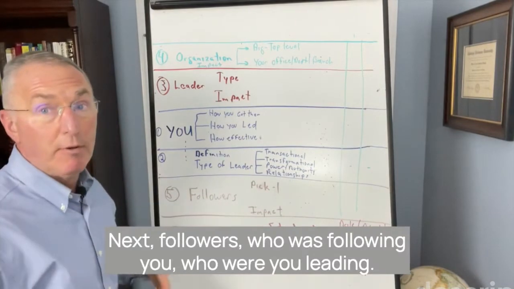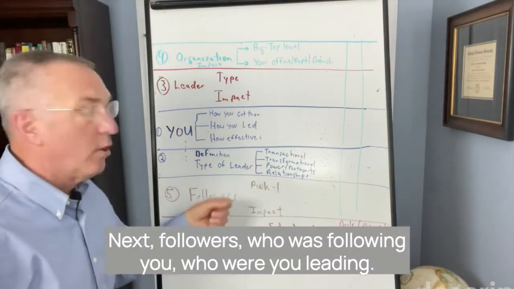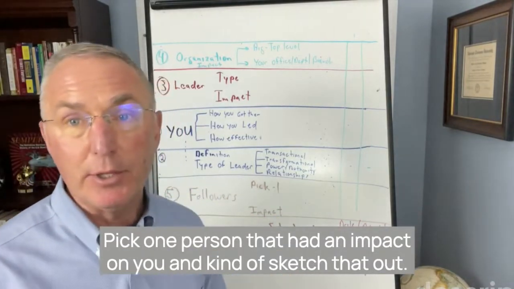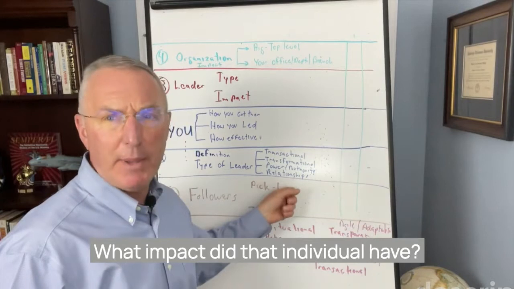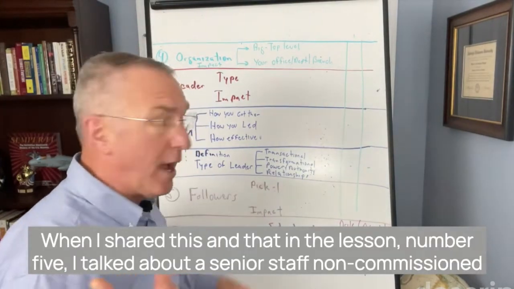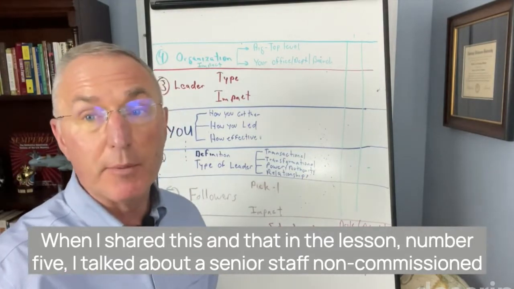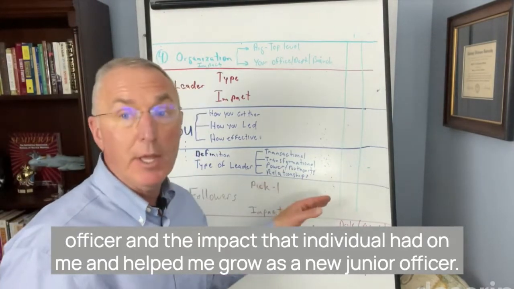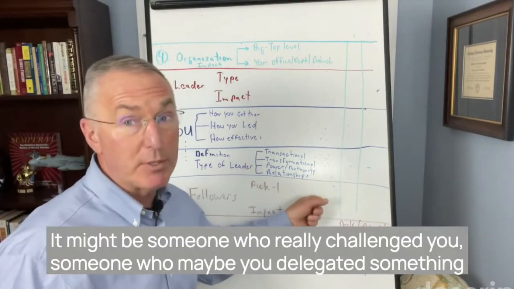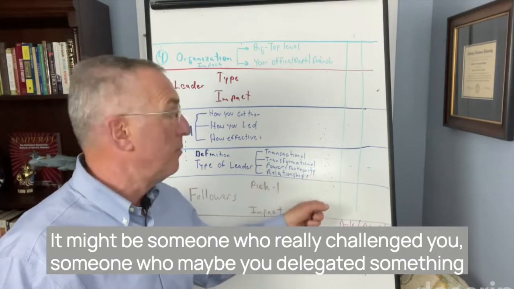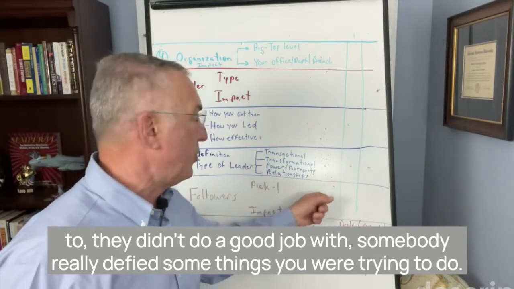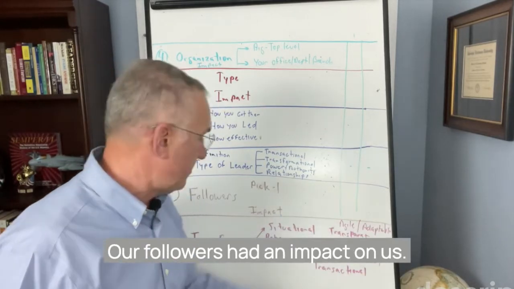All right, next, followers. Who was following you? Who were you leading? Pick one person, and this could be a peer too, pick one person that had an impact on you and sketch that out. What impact did that individual have? When I shared this in lesson number five, I talked about a senior staff non-commissioned officer and the impact that individual had on me and helped me grow as a new junior officer. It might be someone who really challenged you, someone who you delegated something to and they didn't do a good job with, someone who really defied some things you were trying to do. Our followers had an impact on us.